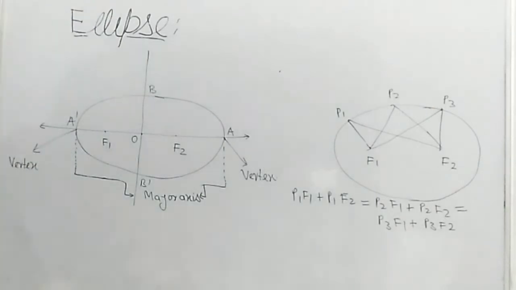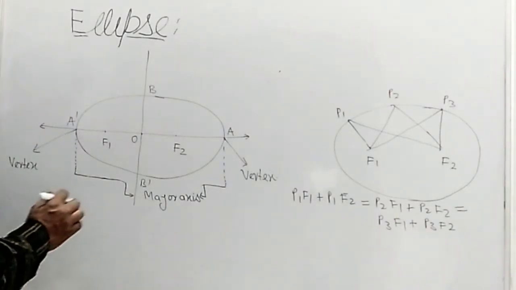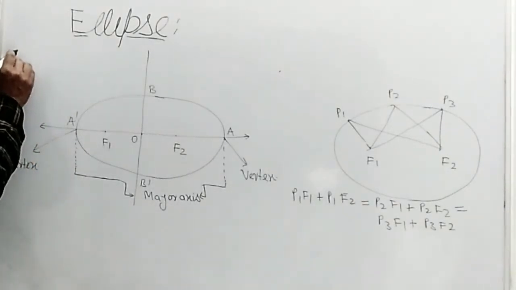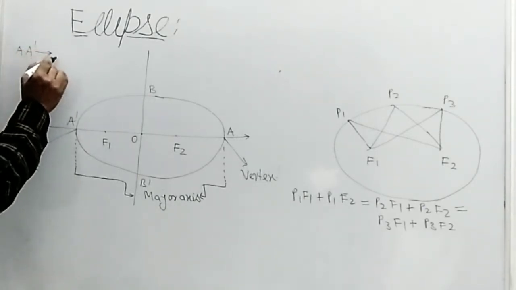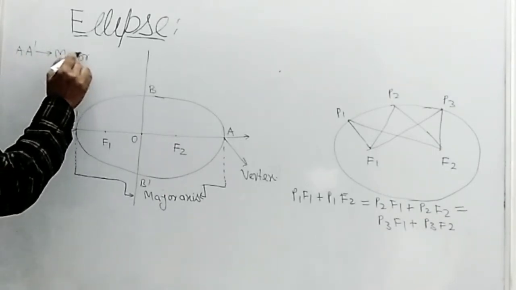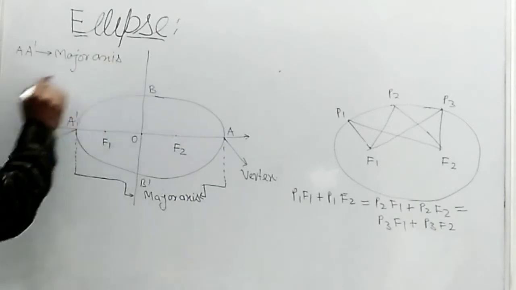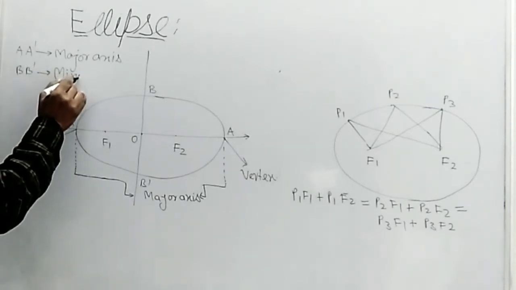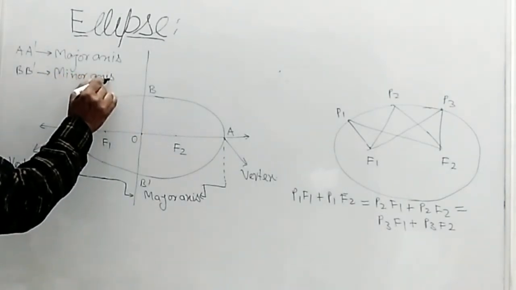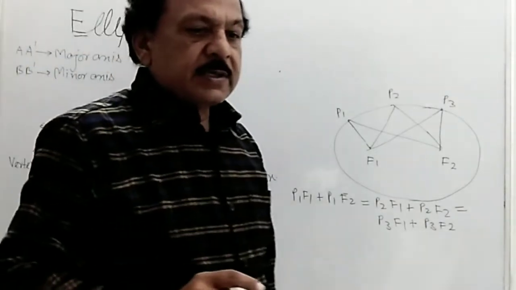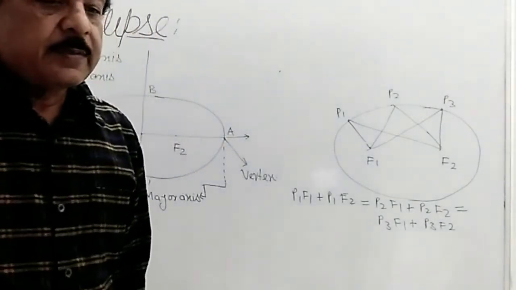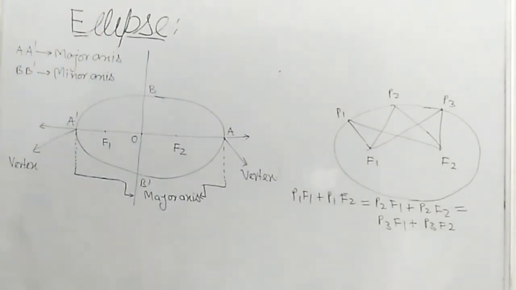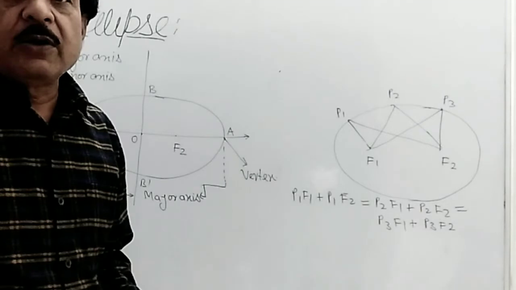Here we can write this BB dash. AA dash is the major axis, and BB dash is the minor axis of the ellipse. So this is the major axis and minor axis of the ellipse.